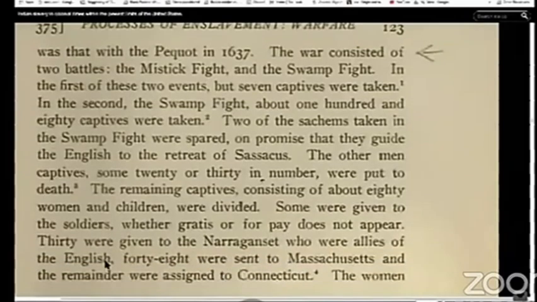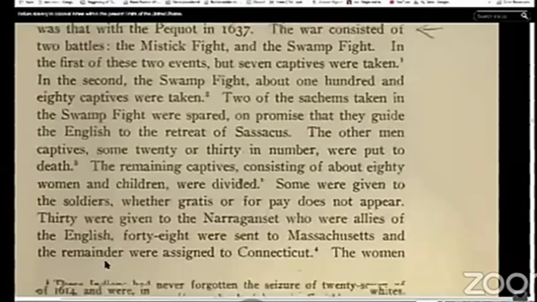The remaining captives consisted of about 80 women and children. These women and children were divided. Some were given to the soldiers, whether gratis or for pay does not appear. 30 were given to the Narragansett, who were allies with the English. 48 were sent to Massachusetts, and the remainder were assigned to Connecticut.